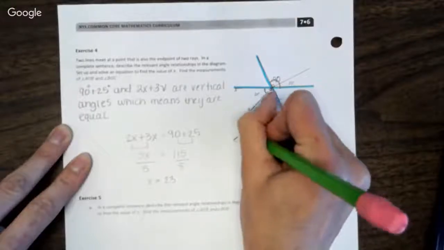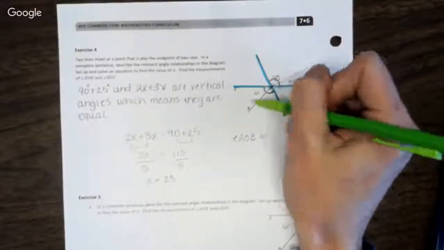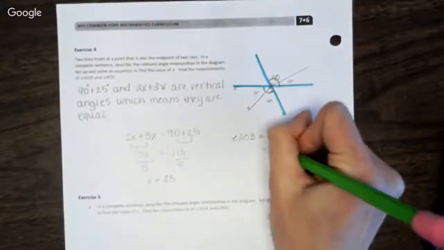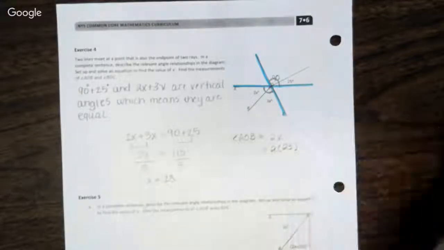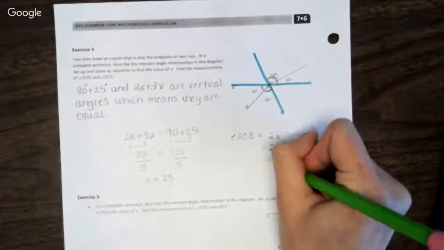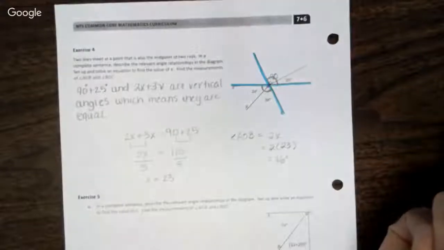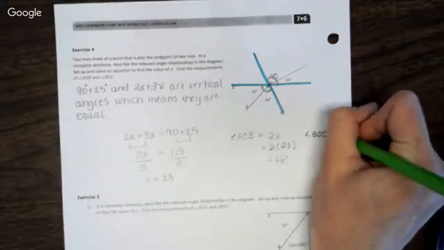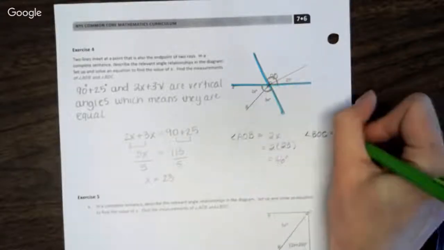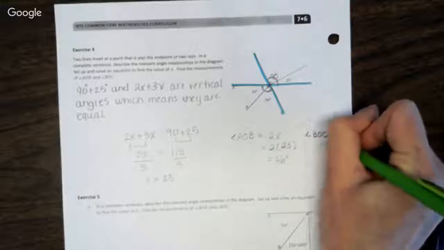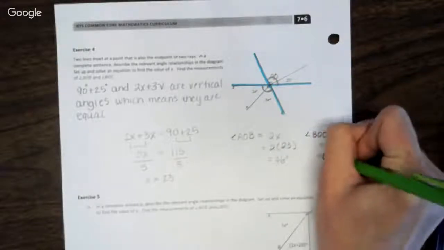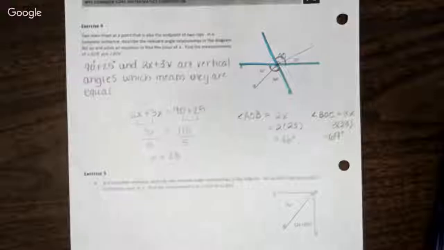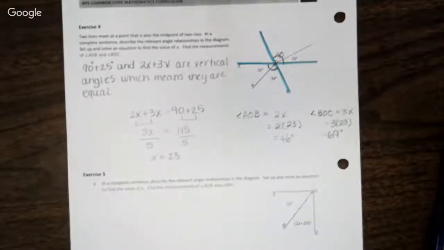Now we're not done yet because it's asking us to find two different angles. So angle AOB is the first angle. AOB is labeled as 2x. We know x is 23, so substitute in 23, and when you multiply, you get 46 degrees. It's also asking for BOC. So BOC is 3x. So 3 times 23 is 69. And now I believe we've answered all the questions.